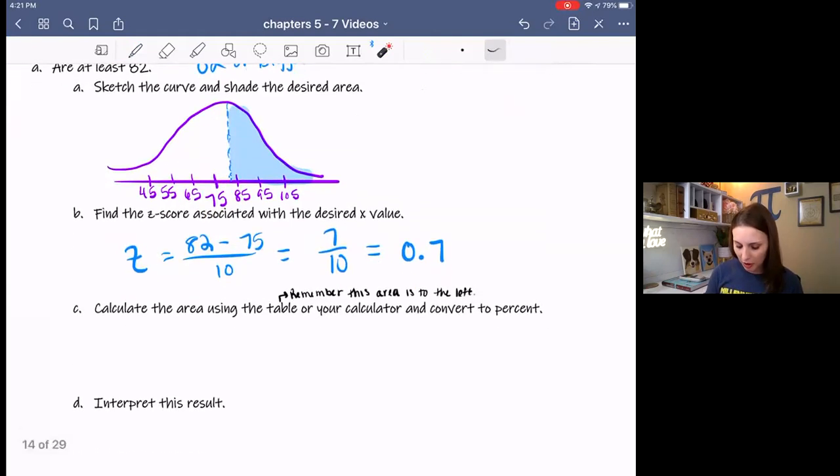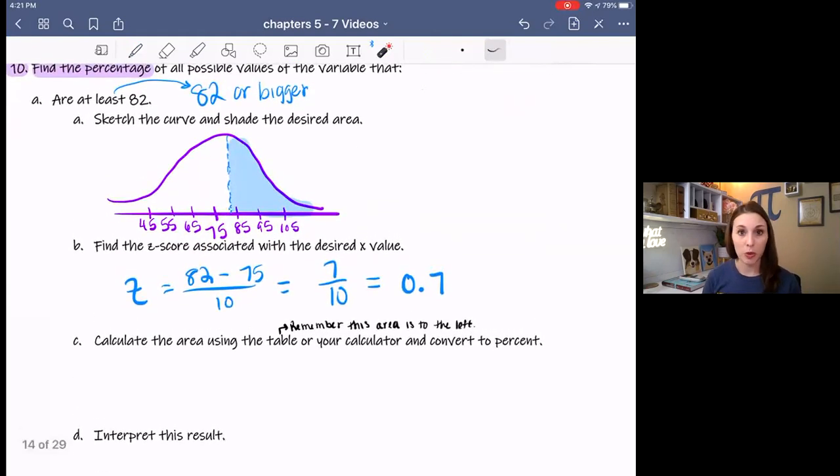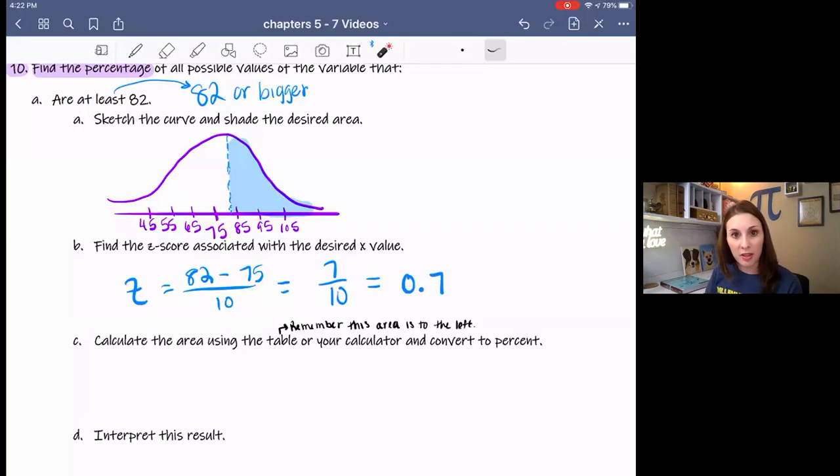You can calculate the area using your z-tables. So if you want to pull out your z-tables, you go to the z-score of 0.7, and then find the associated area, or you can use your calculator. So pause the video. I want you to go try to find that on your own and then come back and check your work.